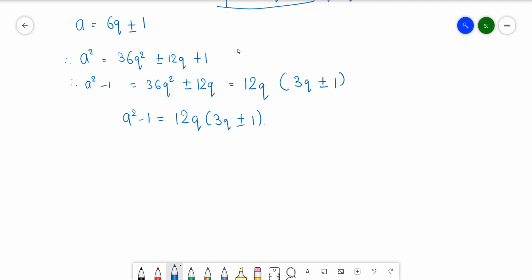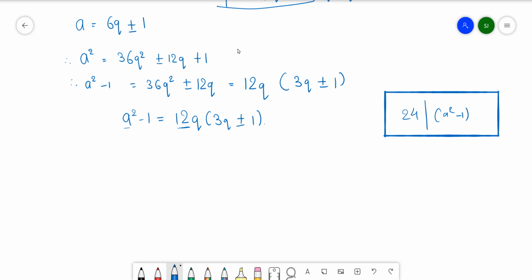What was my claim? My claim was to show that 24 should divide a square minus 1, right? So I know 12 divides a square minus 1 from this. This number 12 divides a square minus 1. I just want to show 24 should divide it. Means I need to show that except this 12, there is one more 2 which divides this number.